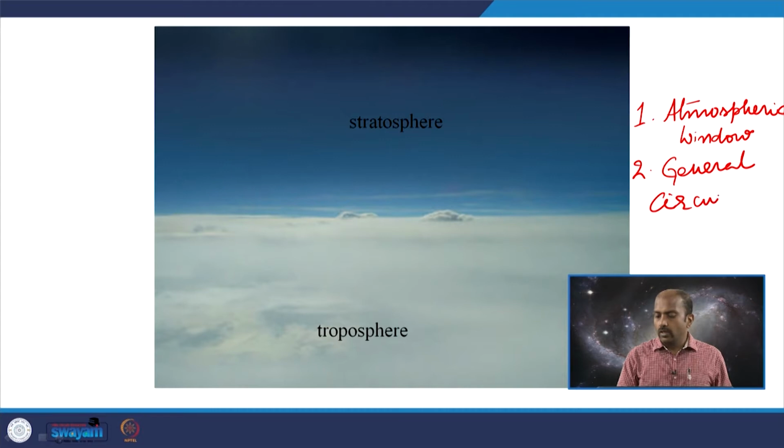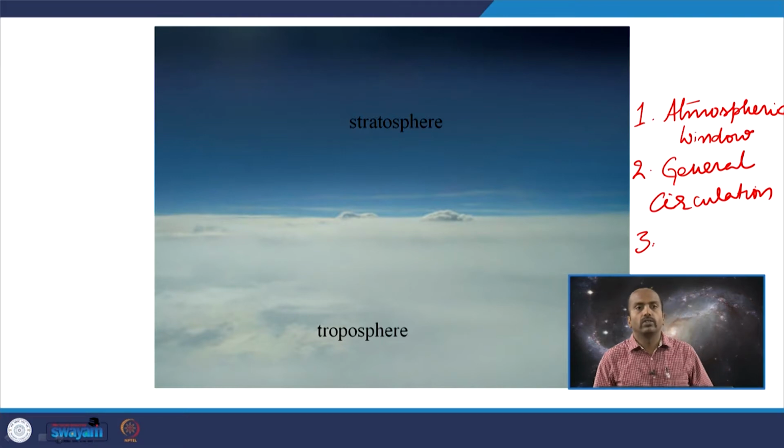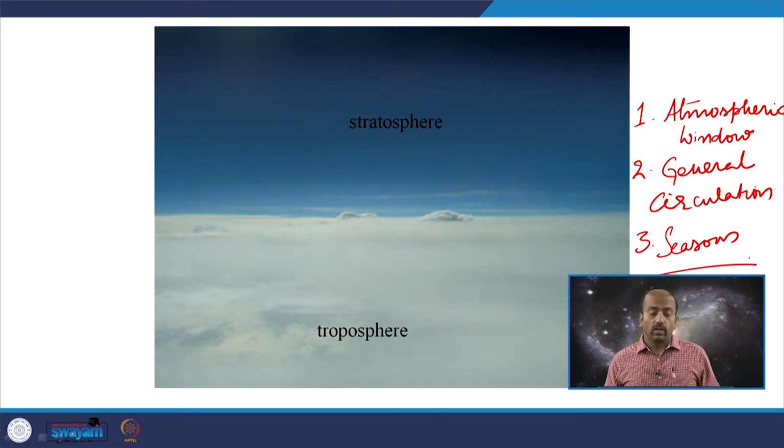Why does the circulation come into the picture? Because we have a fluid system which is bound to the gravity of the Earth, and this fluid system has a natural tendency to flow from one point to another. That will lead to the idea of circulation. We will try to see the very fundamental aspects of the general circulation of the Earth's atmosphere. Okay, then we will try to see how the seasons come into the picture for the Earth.